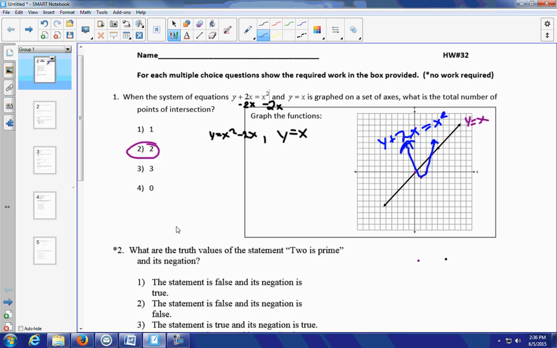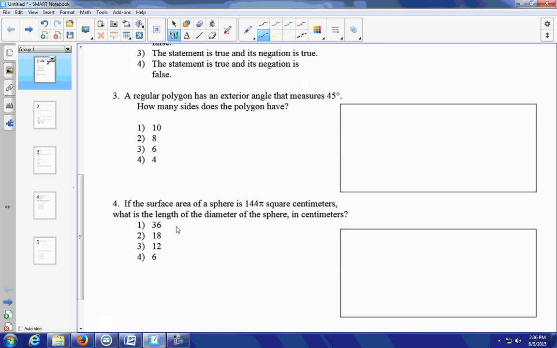The next question we're going to do is we're going to skip down to number 3. Number 3 says a regular polygon has an exterior angle that measures 45 degrees. How many sides does the polygon have? Well, I know that the sum of the exterior angles is 360 degrees. So if I know that each one is 45 and I want to know how many sides it is, I'm going to take that sum and divide by 45. That should be all you need to do, and you'll figure out how many sides it has.